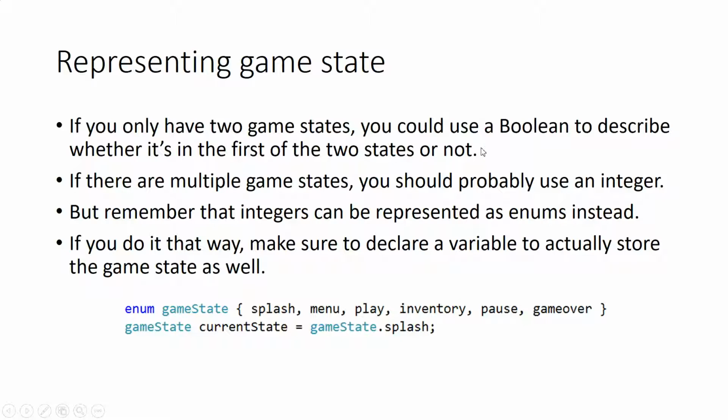But that quickly runs out of states for you, and when you need multiple game states, you should probably use a number, an integer. But remember that integers can be represented as enums instead, enumerated types. And if you do go that way, make sure to declare a variable that actually stores it as well. So there's an enum called GameState. You'll see it's in light blue. That indicates that it's not an object. So the GameState just defines that every game state could be one of these: splash, menu, play, etc. But we need to then declare a current game state, which is going to be a GameState. And that way we can change between states like this.